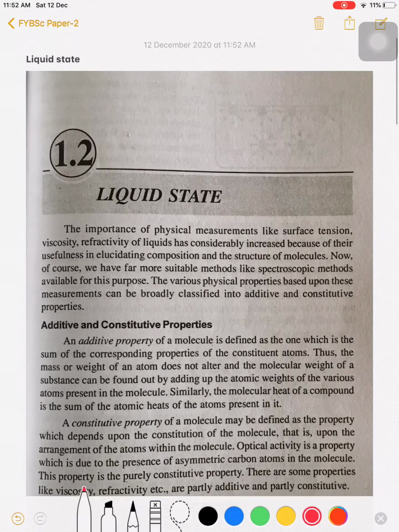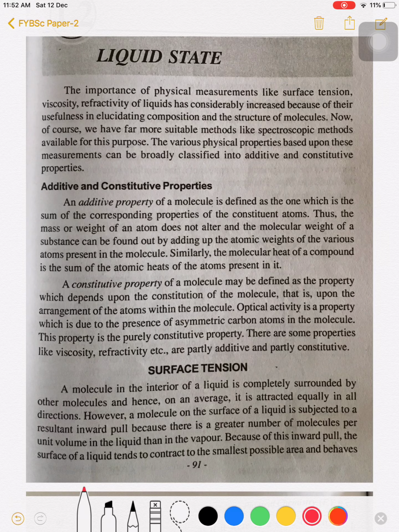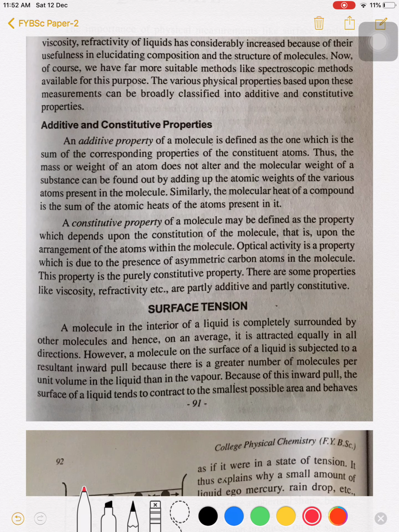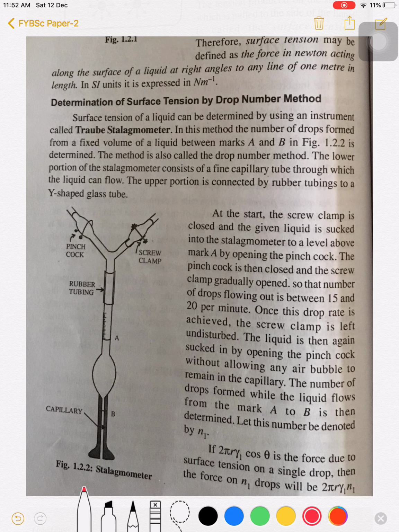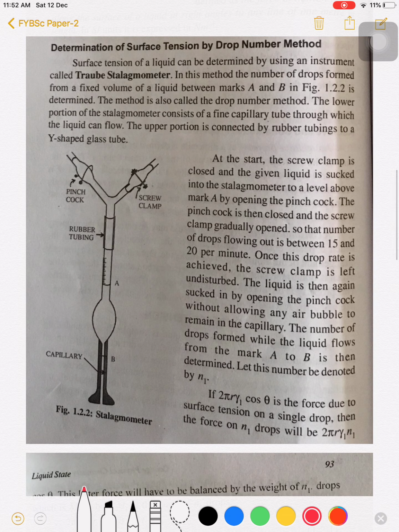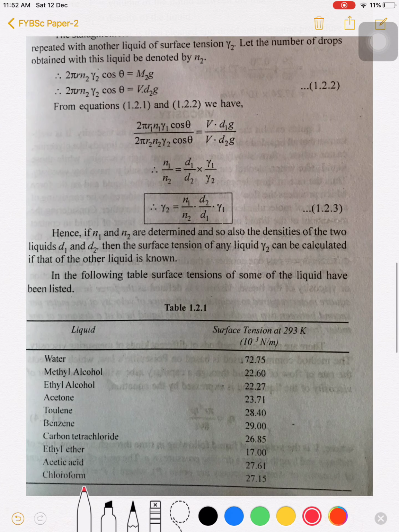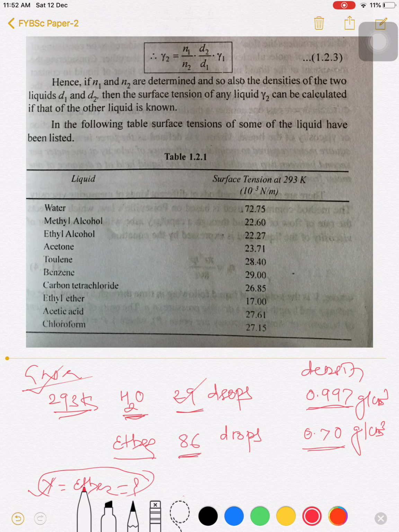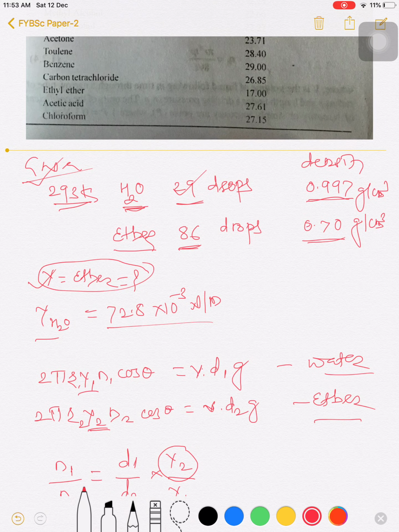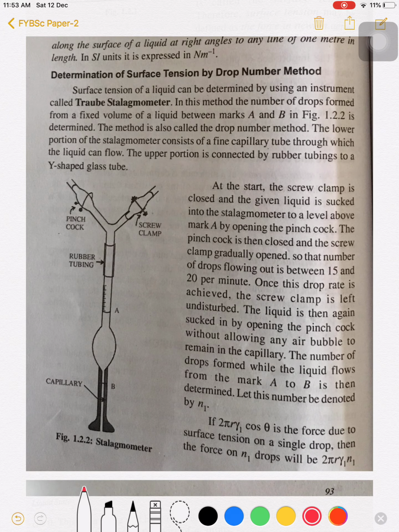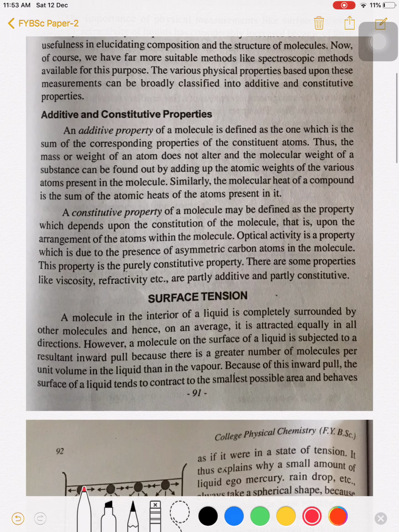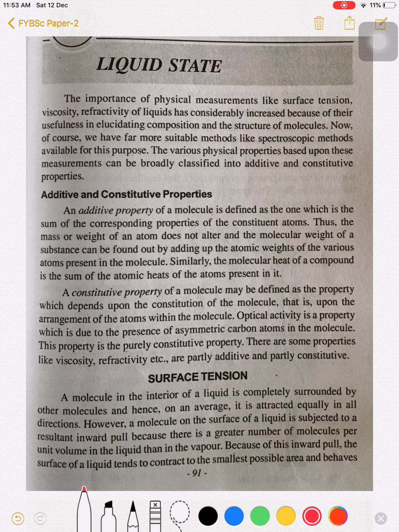So in today's lecture we have seen what is meant by the liquid state, what a liquid is, and what its additive and constitutive properties are, what is meant by surface tension, its unit, Newton per meter, and how to determine the surface tension of a liquid, and the method is the drop number method. After that we derived this equation to calculate the surface tension, and we have seen the problem also. If you go through these simple points, you will know how to determine the surface tension of different liquids using the equation y2 is equal to n1 upon n2 into d1 upon d2 into y1. In the next point we will start viscosity.